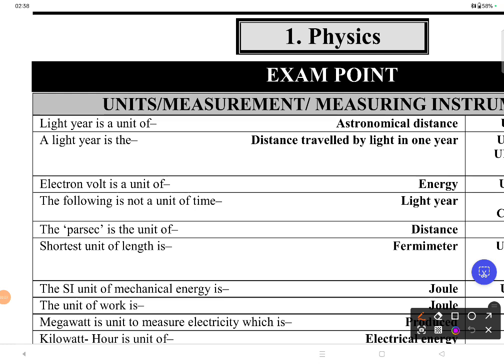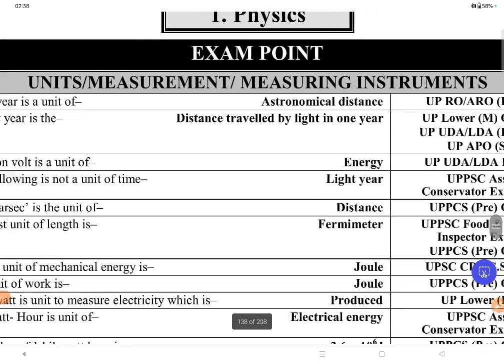We are discussing the rapid fire series of 25,000 plus questions which have been asked in the UPPSC examination. In this section we are going to discuss physics. The first chapter is units, measurement, and measuring instruments.